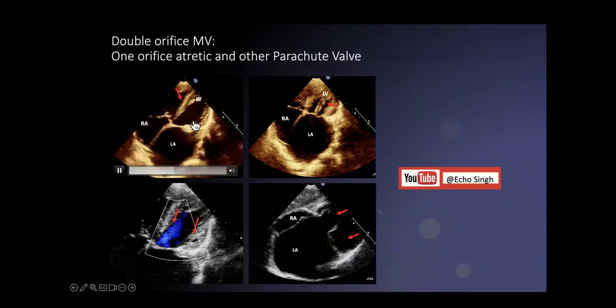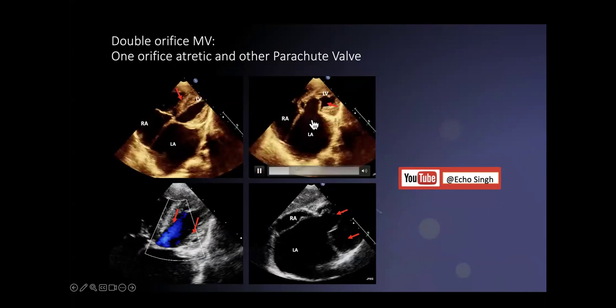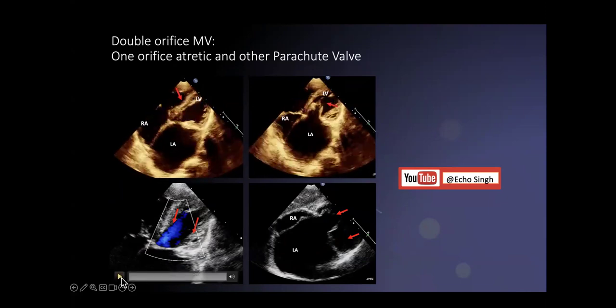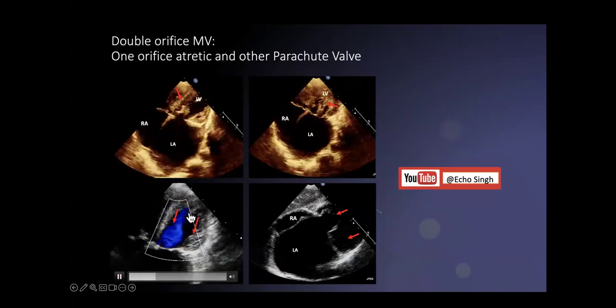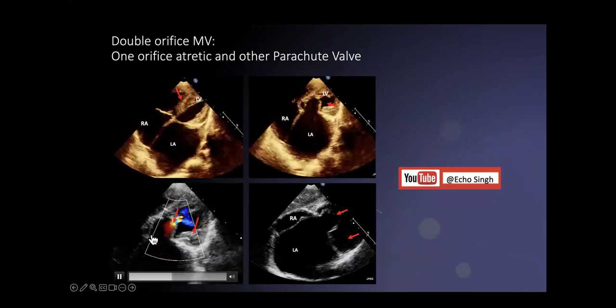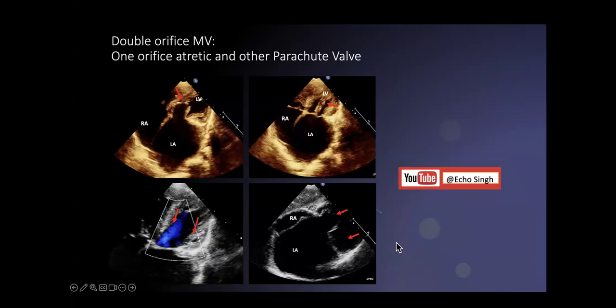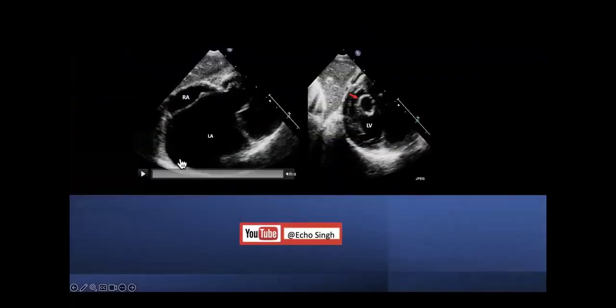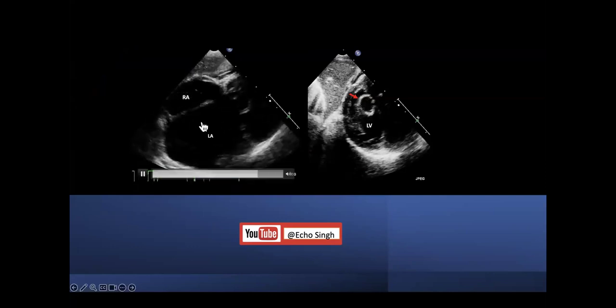You see this papillary muscle attached here. This orifice of the mitral valve has not opened. Only this orifice has opened, right? So the double orifice mitral valve with single, this orifice is atretic, and you can see this is the papillary muscle here, and this is stenotic because a single papillary muscle is attached to this part of the mitral valve. Technically, you might call this a parachute valve because a single papillary muscle is attached to this.